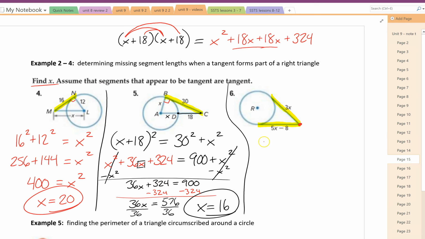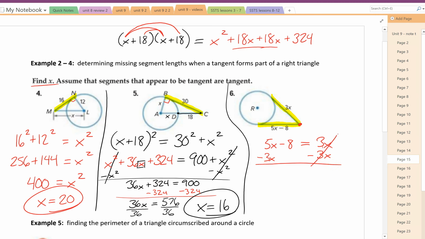In other words, 5x minus 8 has to be equal to 3x. And now I'm just going to go through and solve that equation real quick. I want to get my x terms on the same side, so I don't want any x terms on the right. I'm going to subtract 3x from both sides of the equal sign.